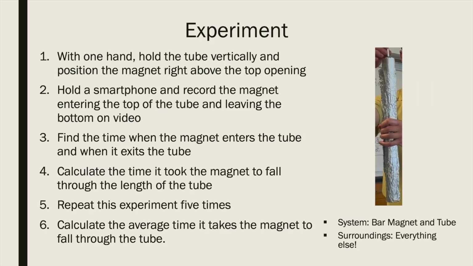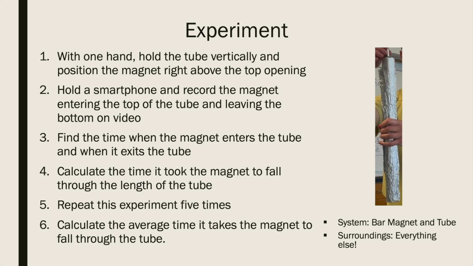For the experiment, one person held the tube vertically and positioned the magnet right above the top opening. I held my phone and recorded the magnet entering the top of the tube and leaving the bottom on video. I recorded the time when the magnet enters and exits the tube, and calculated the time it takes the magnet to fall through the length of the tube.